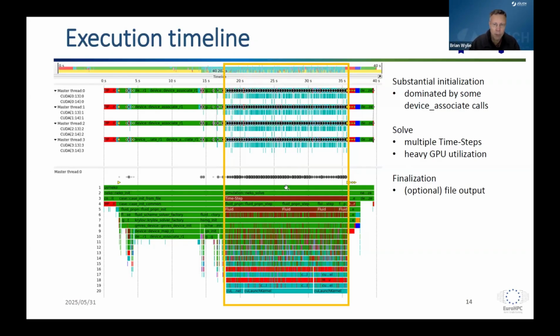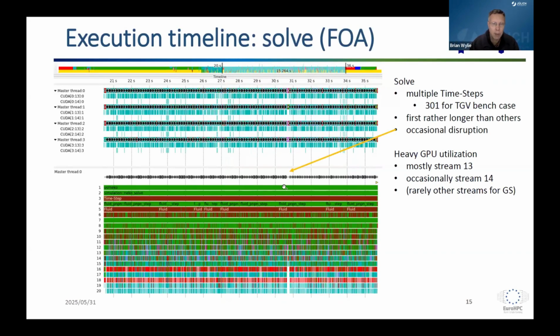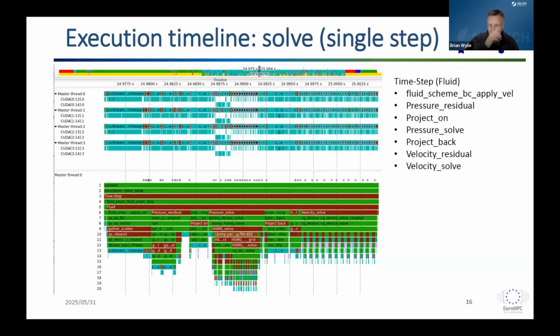So if we zoom into the time step loop a bit more, we can see that there's 300 time steps, which are pretty uniform, although there's also instances where we see occasional disruption, where the processes or one of the processes is stalled before it can continue. But basically, the execution is very homogeneous here. And if we look at a single time step, we can see how that time step executes different solvers as part of different phases. So there's a pressure residual solver, pressure solver, velocity residual, velocity solve, all different parts.